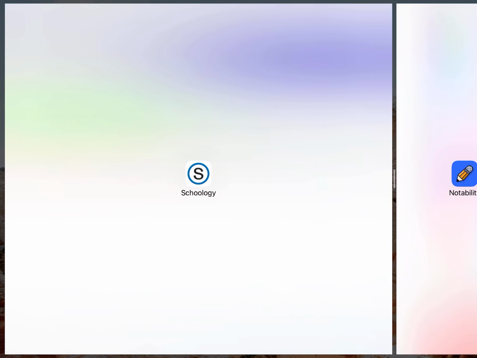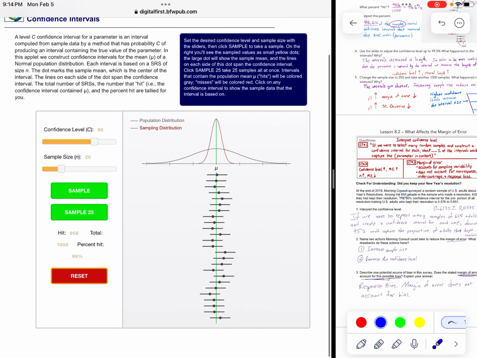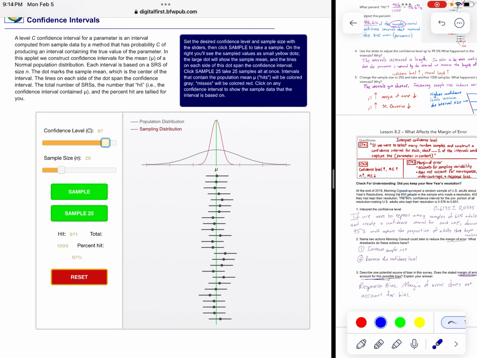So let me just change it. Bloop. You can see there's 97, and they got longer. 99, they got even longer. What if I go the other way? What if I go down to 90? They shrunk. You can go down, how low can I go? 83, 81. You can see those are very, very narrow intervals now. And it automatically updated my 1,000 trials right there. So you can see I hit 815 times out of 1,000, which is about 82% or 81.5%.